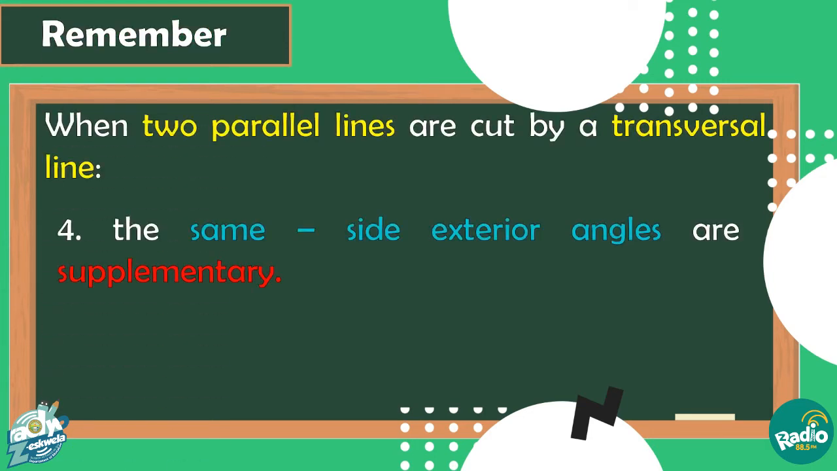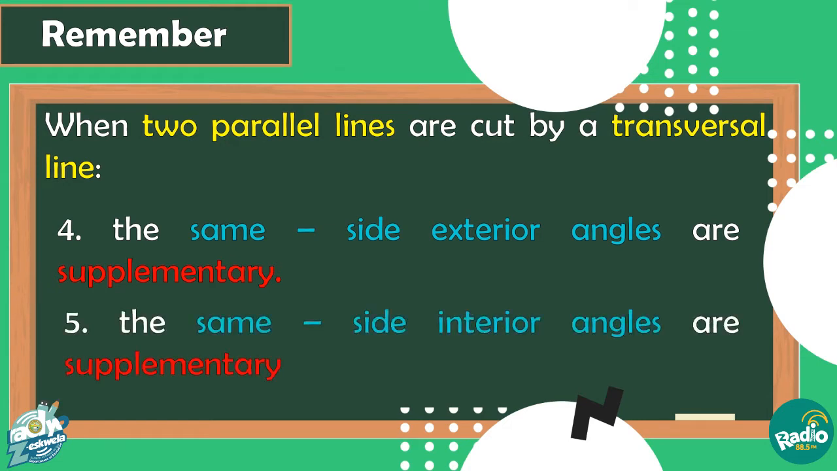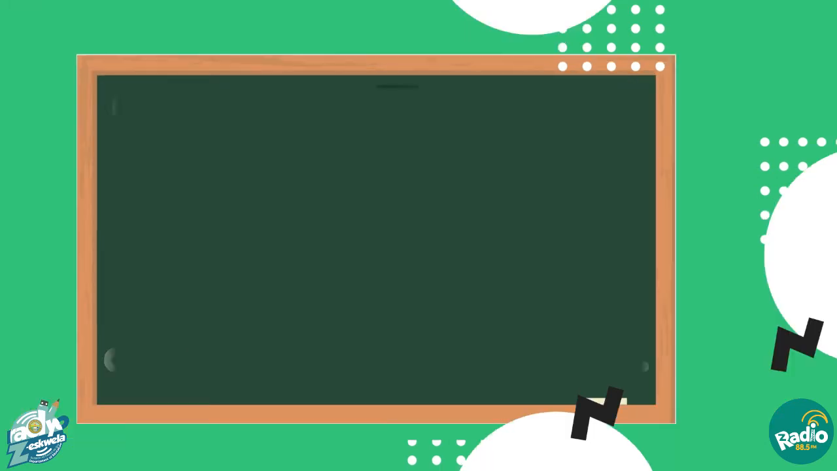Next, remember, the same side exterior angles are supplementary. When we say supplementary, two angles are added up to 180 degrees. And the same side interior angles are also supplementary.